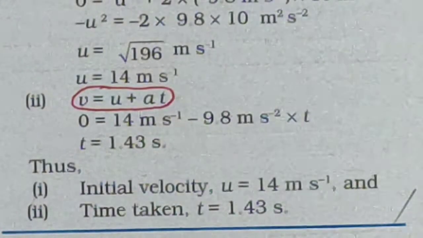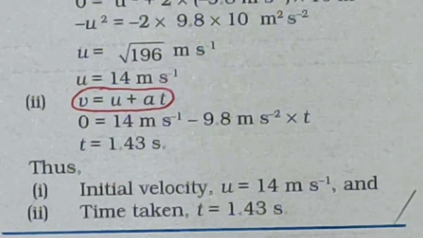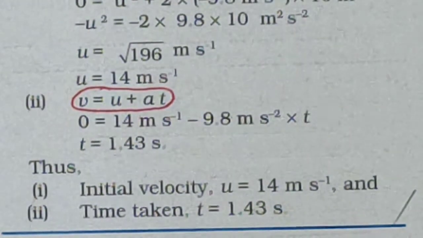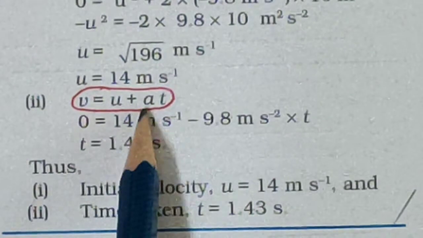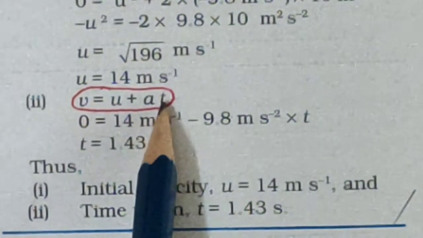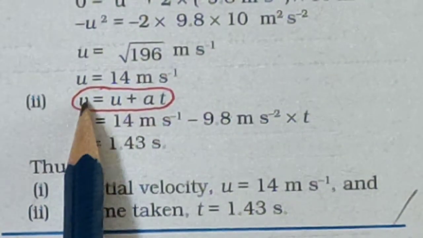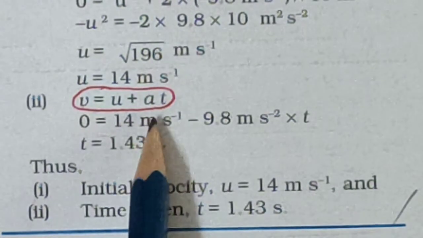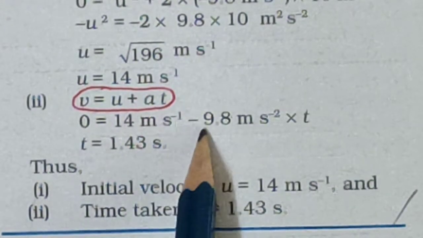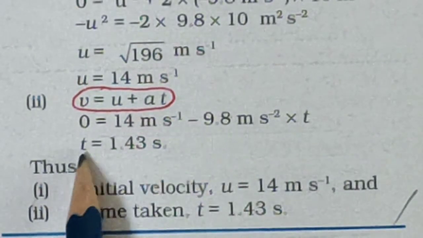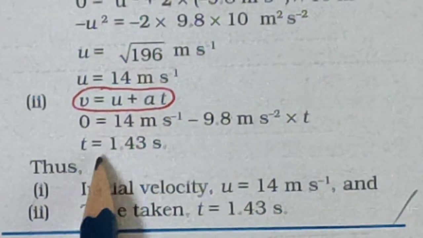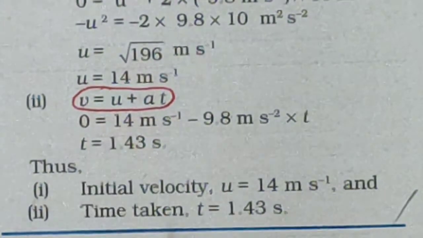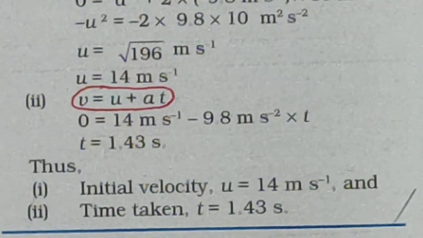Now they are asking how much time it has taken to reach the highest point. We can use the formula v is equal to u plus at, where t is the time. We know that the final velocity is 0. Just now we found out that u is equal to 14 meters per second, and a is minus 9.8. After calculations, time is equal to 1.43 seconds. The time taken to reach the highest point is 1.43 seconds.